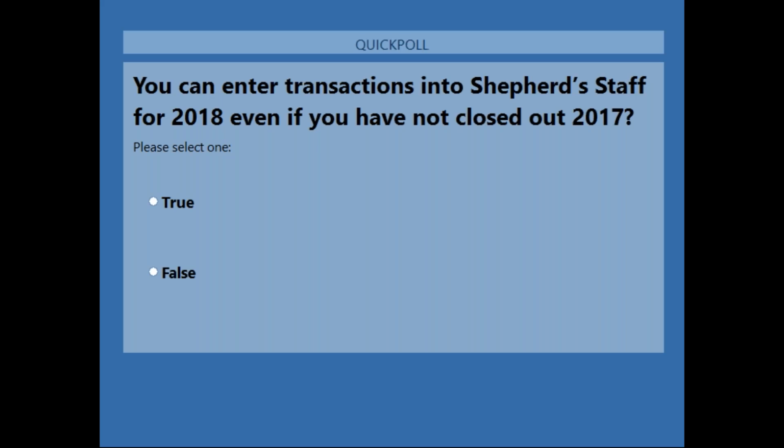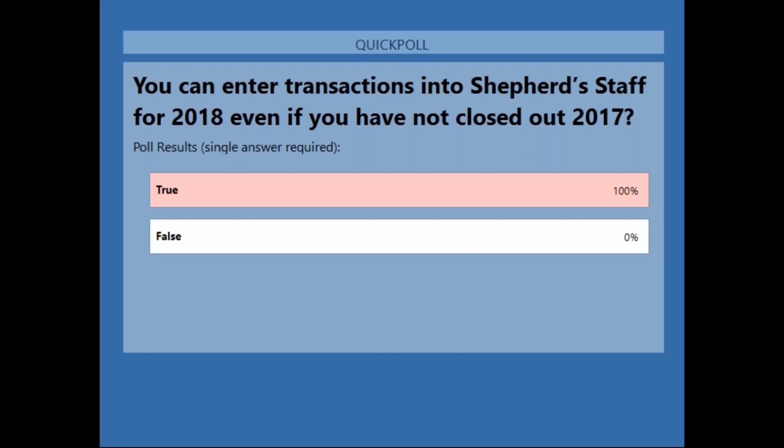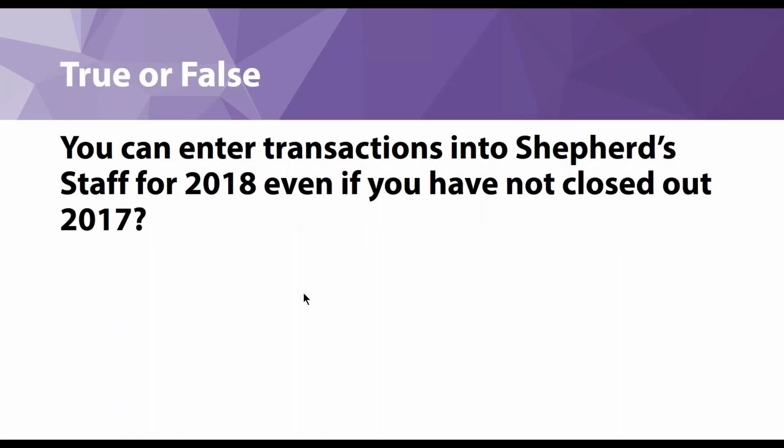Okay, looks like 84% of the people have voted. 89% have voted. Okay, I'm going to go ahead and close the poll and share the results. So we had 100% say true, so we were unanimous. Perfect. So I'm going to hide the poll and share the answer.